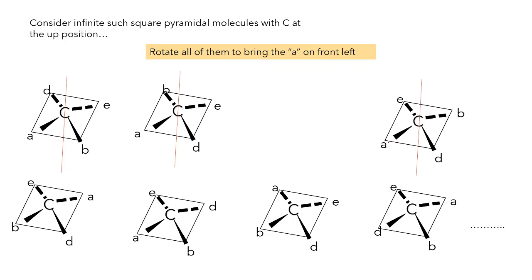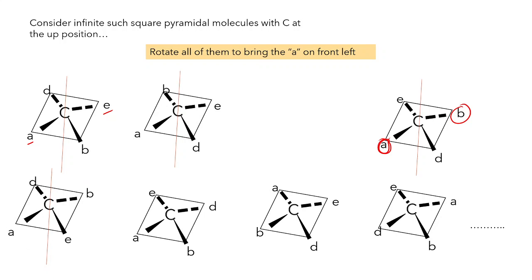The A is already at the front left position, so I don't have to rotate it. Now I can see that opposite to A I have a B. Opposite to A I had E before, but now I have a B, and this is a new molecule. So let's keep it, and then move on to the other one.